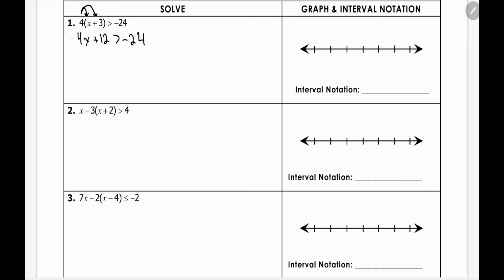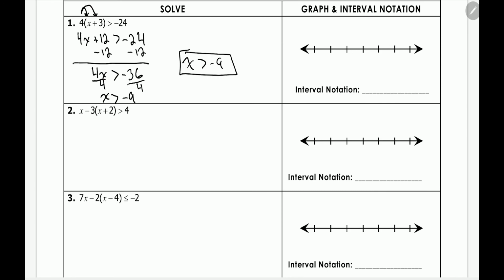We have to start solving this inequality. So we're going to subtract 12 on both sides. We have 4x is greater than negative 24 minus 12, which is negative 36. We're going to divide by 4. And we have x is greater than negative 36 divided by 4, which is negative 9. So over here on the graph, we know that our answer is x is greater than negative 9.